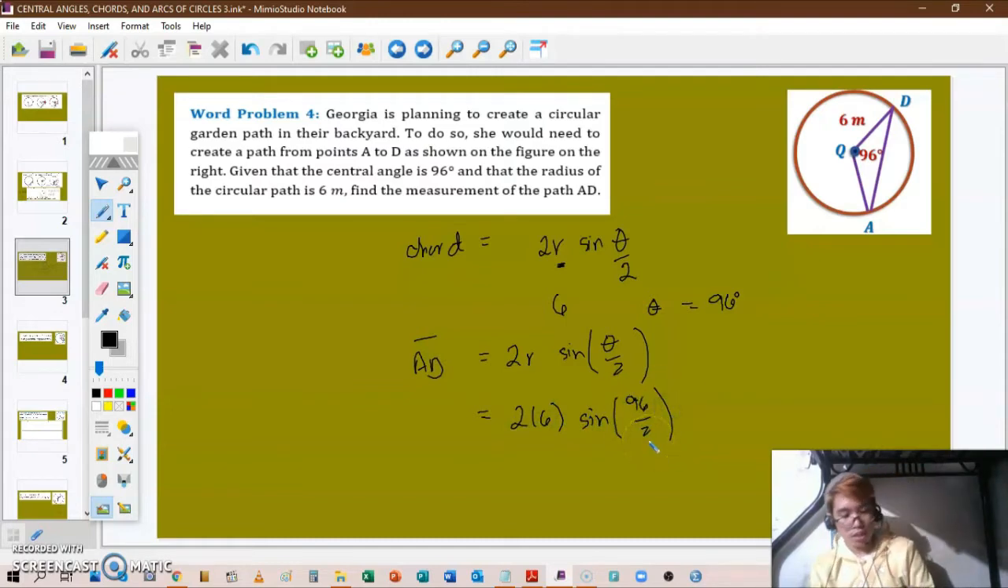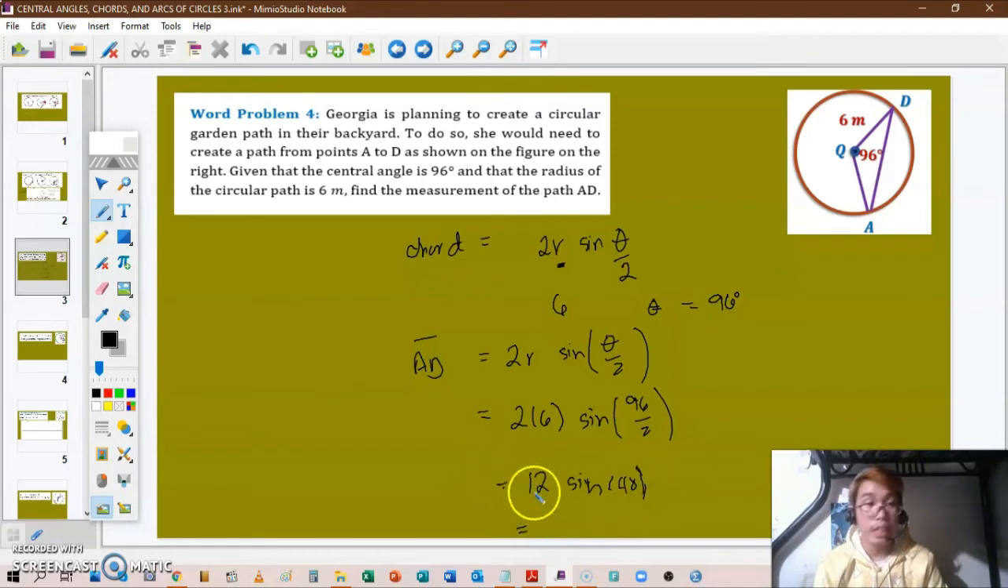And what's 96 divided by 2, guys? That's 48. So this is 12 sine of 48. That's going to give us a value of 8.92. Therefore, the measurement of AD is 8.92 meters. This is the length of the path. The length of the path AD is equal to 8.92 meters.